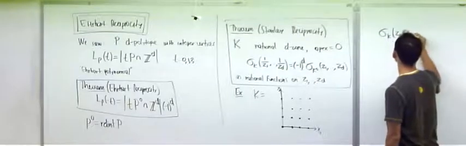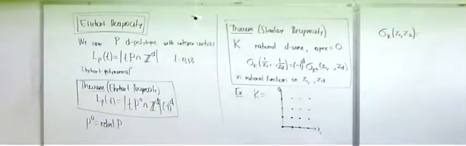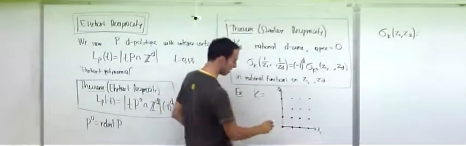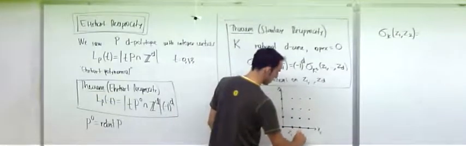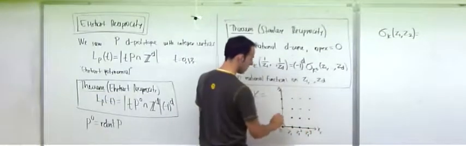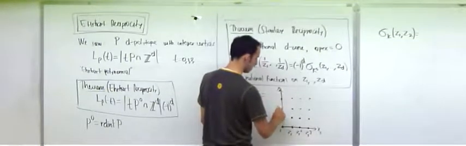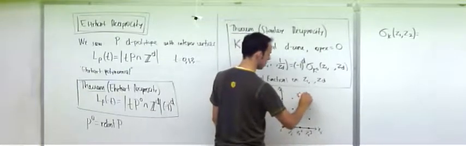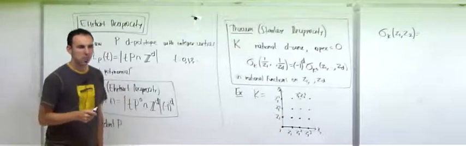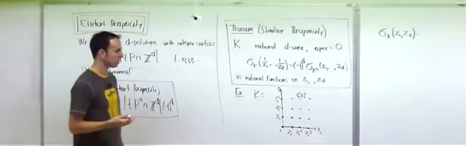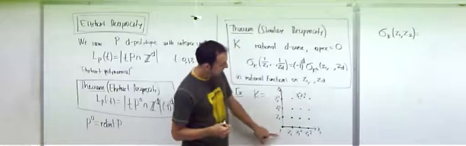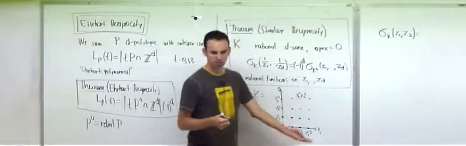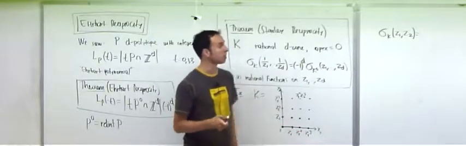In this case, we have only two variables, z1 and z2. Each one of these points corresponds to a monomial. Like this one is 1, this one is z1, this one is z1 squared, this one is z1 cubed. And then this is z2, z2 squared, z2 cubed. And then, for example, this one is z1 squared z2 cubed. Remember, we actually computed this several times already. If you just look at the x-axis and want to add up the points in there, you get 1 plus z1 plus z1 squared, etc. That's just the geometric series 1 over 1 minus z1.